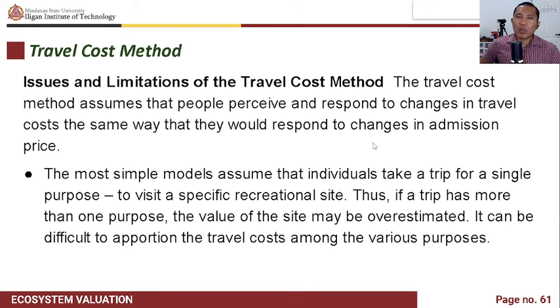However, there are certain issues or limitations that we need to consider. Okay, the first one is that most simple models assume that individuals take a trip for a single purpose. So not all the time do people visit the area and that's the only thing that they want to visit. For example, if we're gonna have a trip, we actually look for other places nearby where we can enjoy, right? Like for example, if we're gonna go to the Hilayan, then definitely we have to drop off or visit Cagayan City, Claveria, or other places.